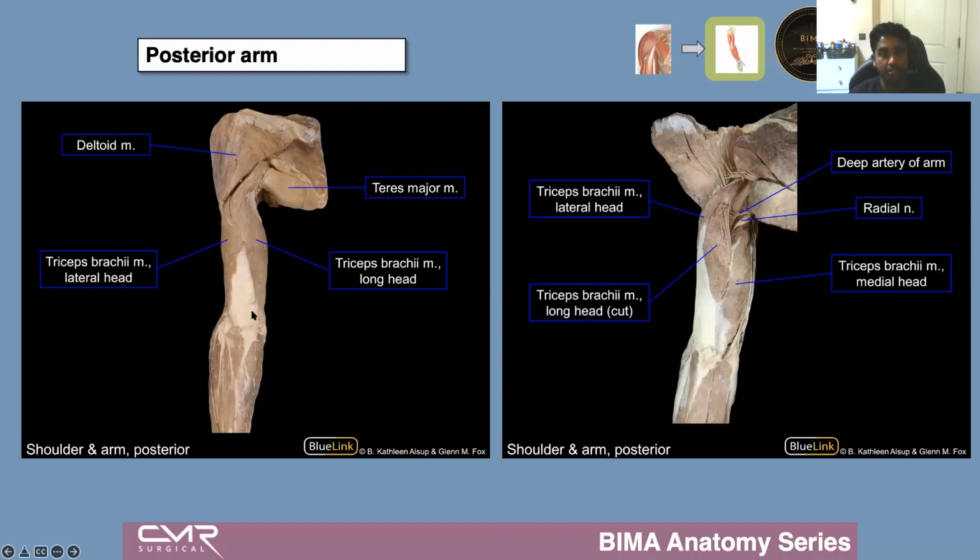But going to the triceps brachii, you can see you have the lateral head, you have the long head, and then you have the medial head, which you need to go quite deep to actually see, because as the name suggests, it is medial. So it's quite deep.